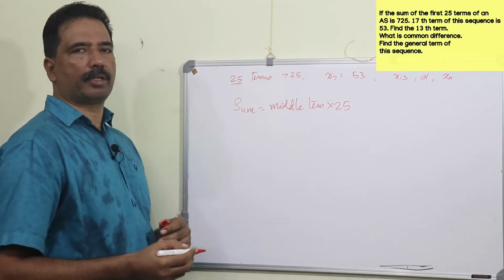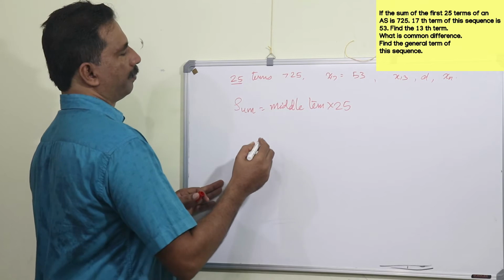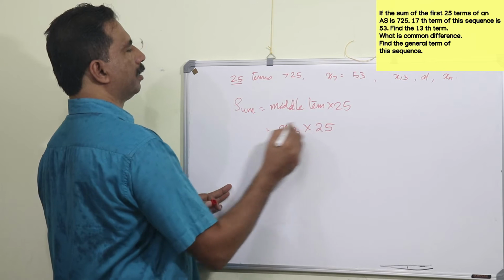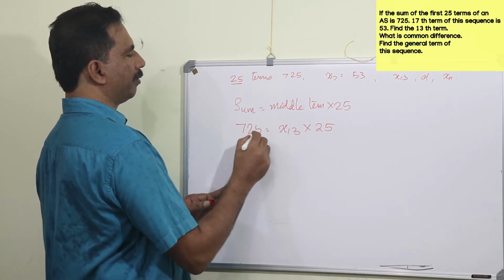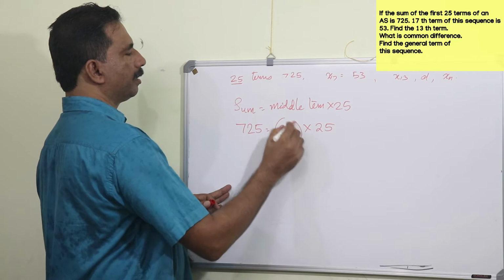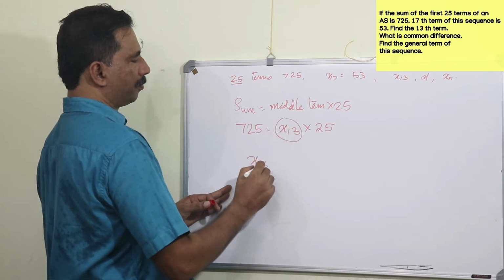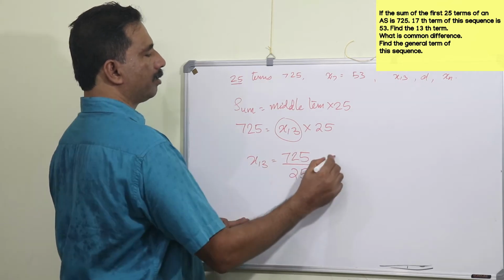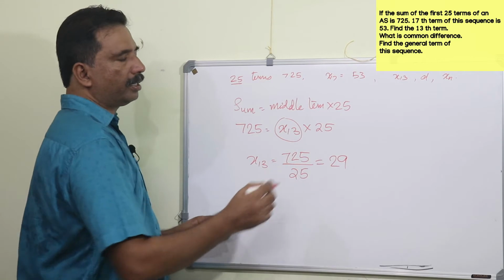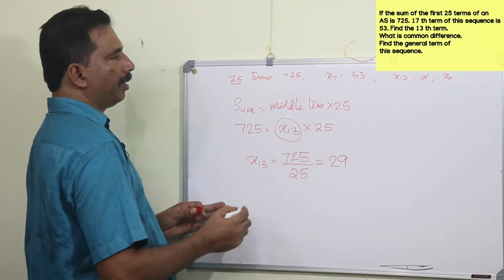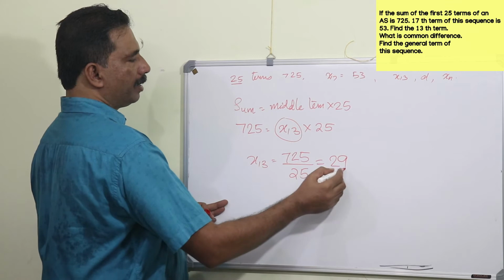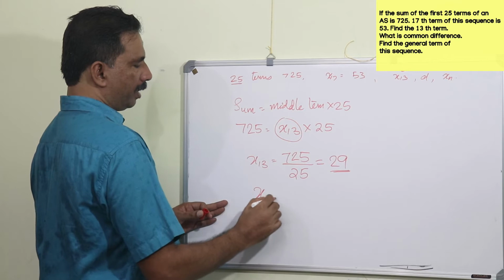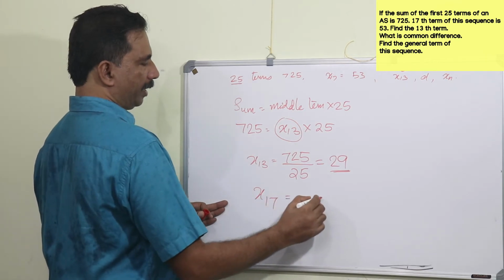What is the middle term of the first 25 terms? It is the 13th term, x13, into 25. This sum is 725. Then what is x13? x13 is 725 divided by 25, which is 29. Therefore, the 13th term is 29. First part is over. Also, we are given that x17 is equal to 53.